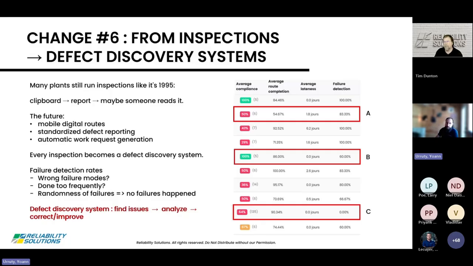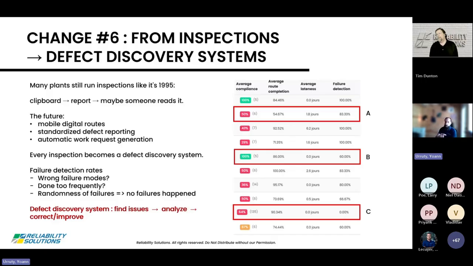never found them. So that can lead to a couple of conclusions. First, it's possible that these assets are in good shape, at a good reliability level, with no issues to report. It's possible. Second is, what about the content of that route and the failure modes that I'm asking the operator to look for during that route? Are they the right ones?